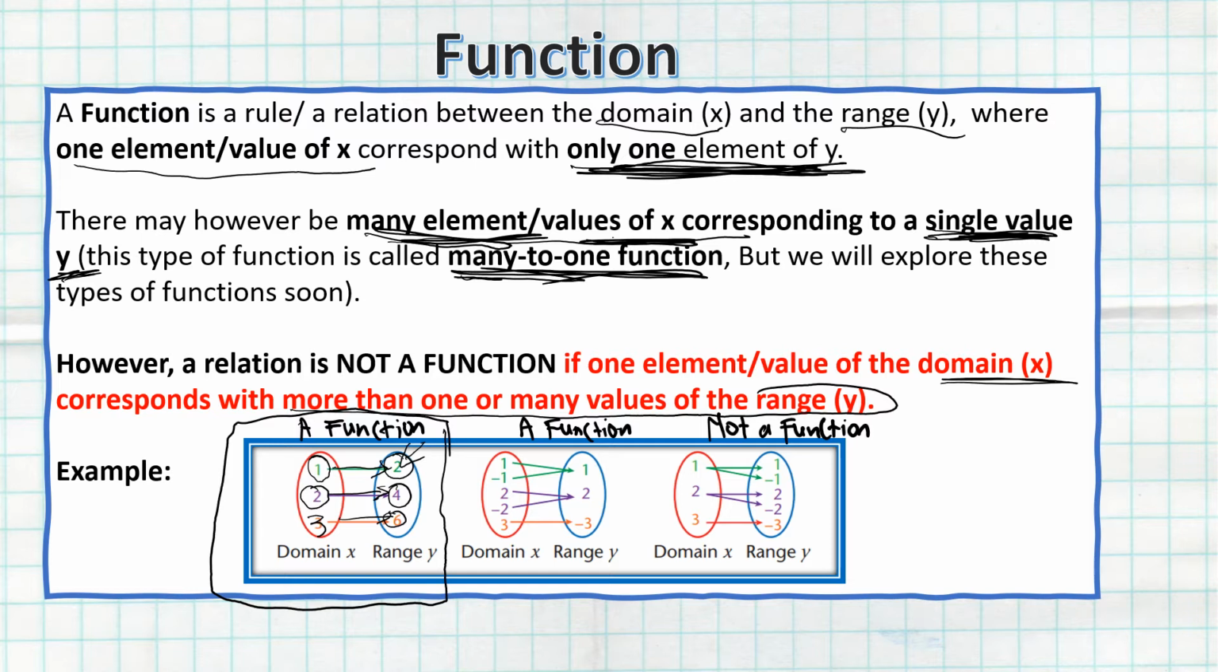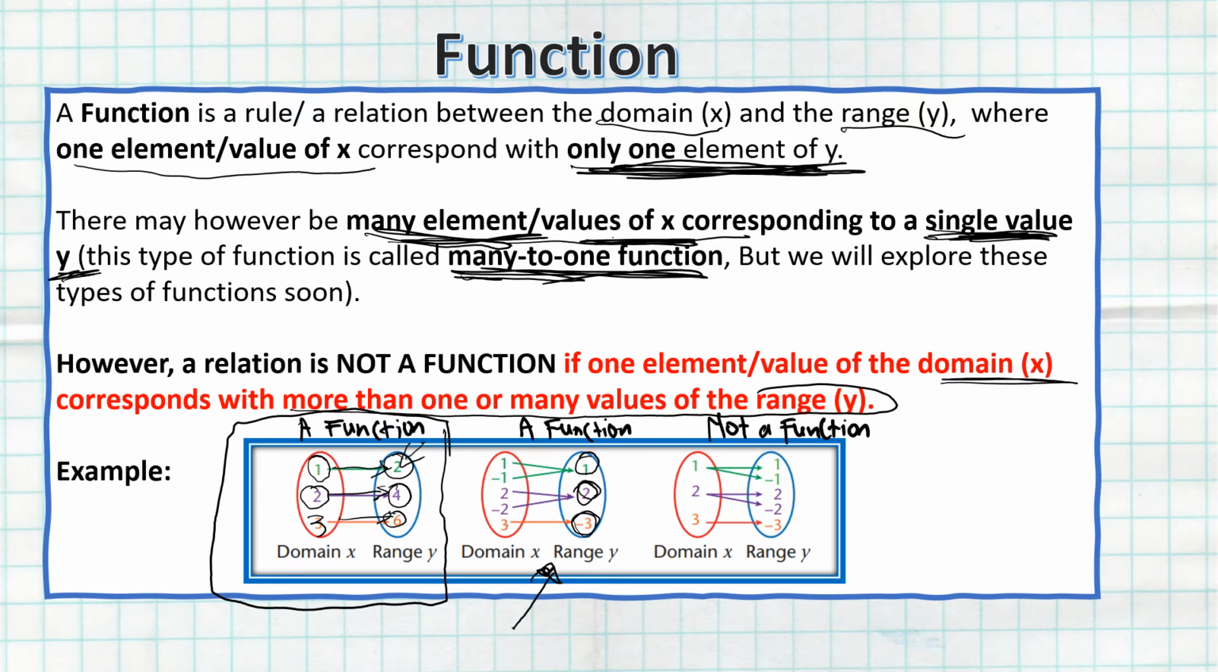So let's take a look at the second picture here. If you check, two values of x, which are 2 and minus 2, are corresponding to a single value of y. It's also a function. Why? Because we get that many values of x are corresponding to only one value of y.